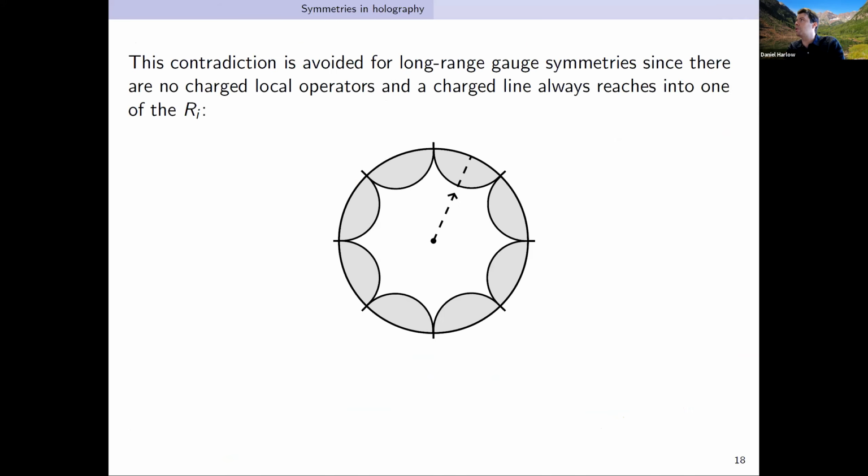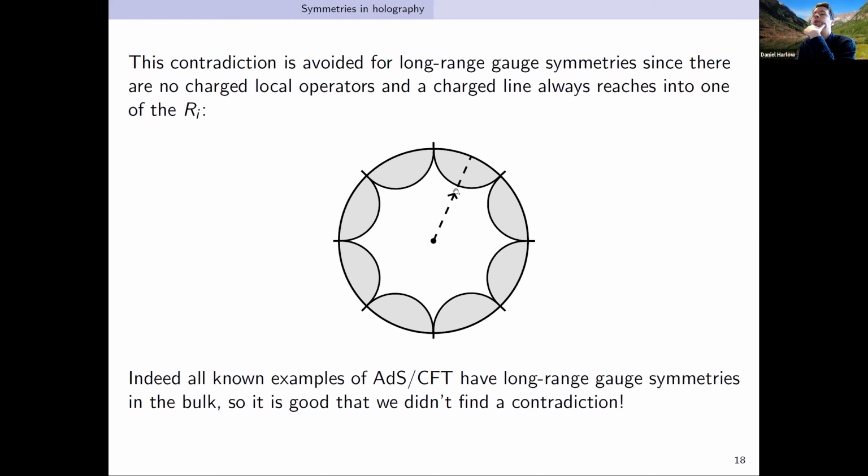Maybe just to avoid confusion, let me emphasize that had we had a gauge symmetry in the bulk, we would not have had this contradiction, because for a gauge symmetry, the charged operator is attached by a line to infinity. That's what we discussed, right? And so that line will always get into one of these regions, no matter how small we make the regions. And so the gauge charge will be able to detect it. And that's good because indeed all known examples of AdS/CFT have long-range gauge symmetries in the bulk, so we better not rule that out. Also, in the real world, we have gauge symmetries. Okay, so that's it for the no global symmetries conjecture.